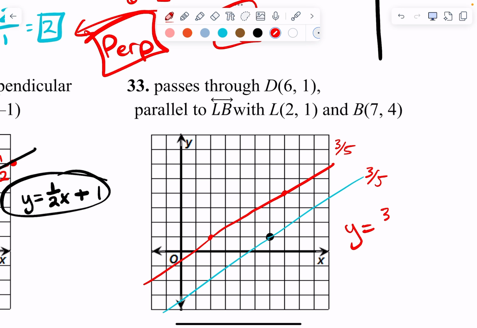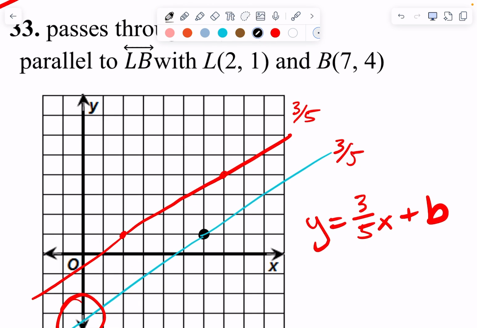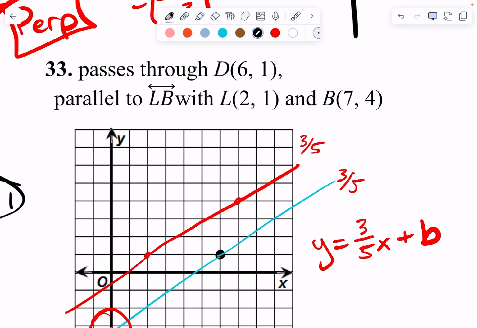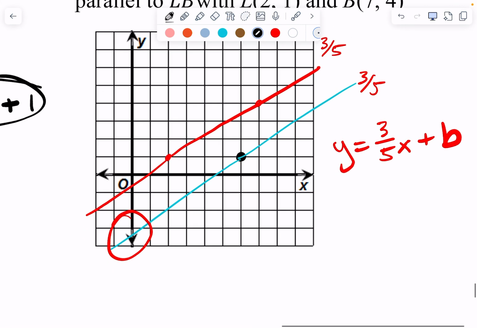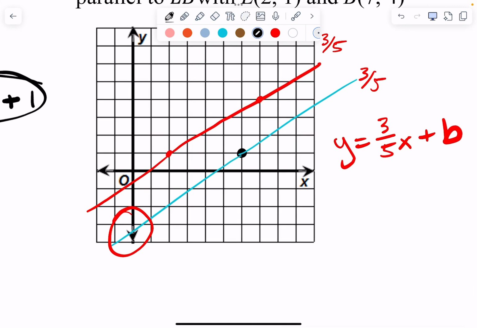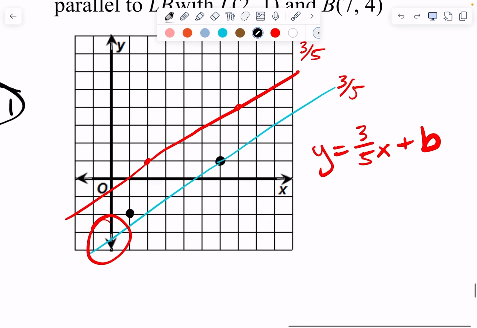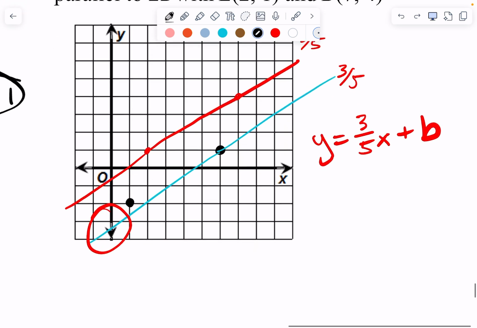Y equals 3/5 x plus b. I don't know where it crosses. Let's put plus b. What point are you going to plug in? This is gross. Go to (-5, 3), slope off of that, that way it's perpendicular. No, it would be down 3 and over 5, and down 3 and over 5. It's going to have the same slope. I'm not trying to find the distance between them. I'm just trying to graph the thing. Yeah, you're not having to find the distance.